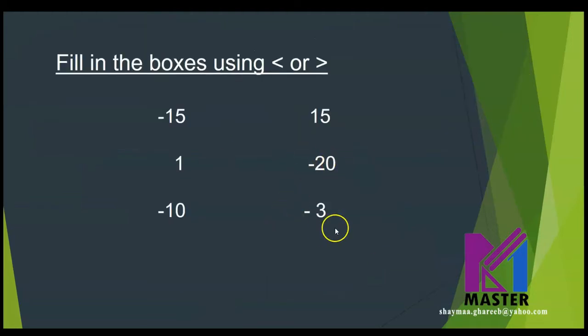Now let's compare some numbers. We have -15 and 15. So -15, of course, is smaller than 15. 1 and -20. We said any positive number is greater than any negative number, so 1 is greater than -20. -10 and -3, so -10 is smaller than -3. Do you remember the number line?